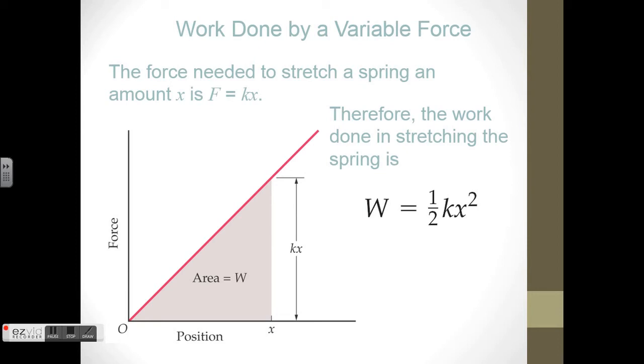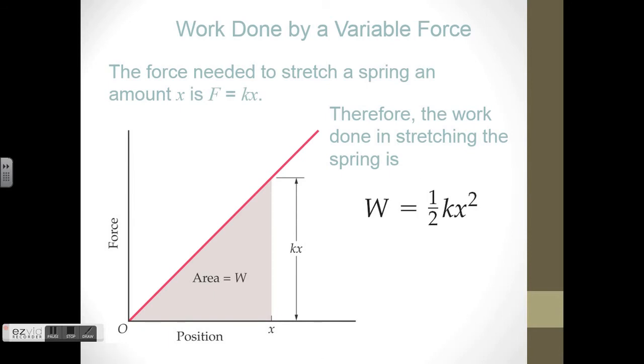Well, if we graph F is equal to k times x and find the area underneath this curve, kx times x times a half, because it's a triangle, 1/2 base times height, we get that the work done to stretch a spring is 1/2 kx squared. That is actually also the potential energy stored within a spring, and we'll talk about that in a little bit more detail.